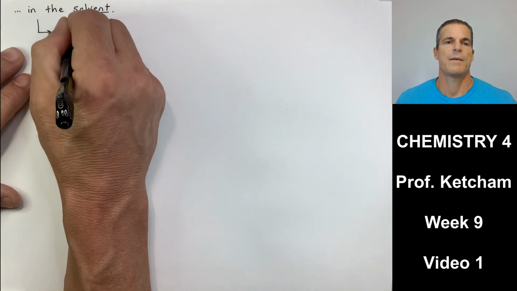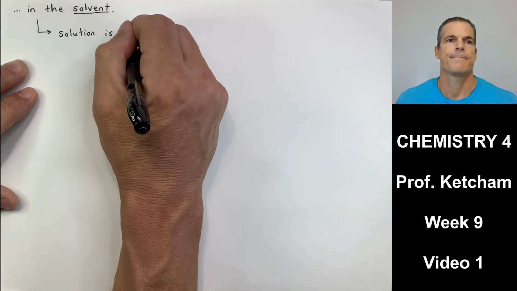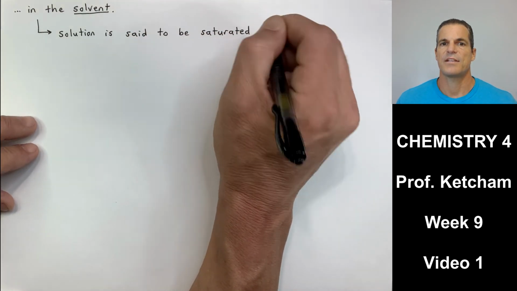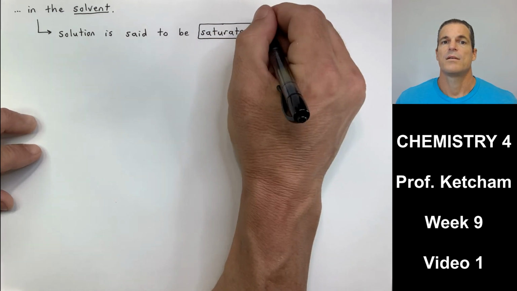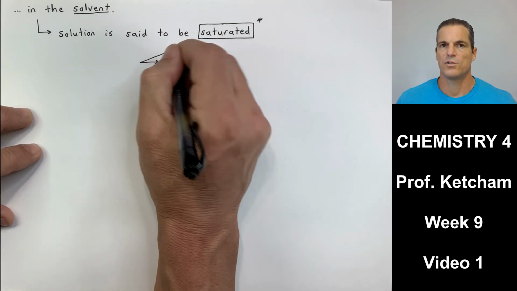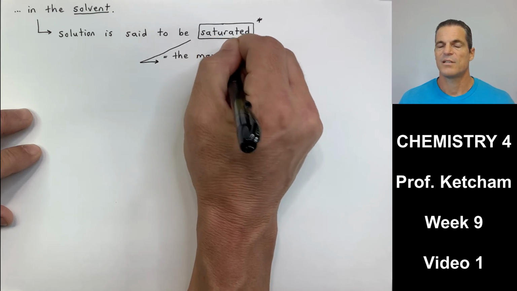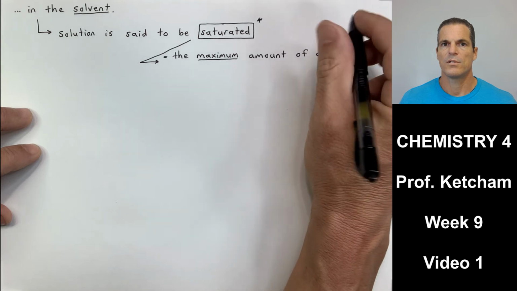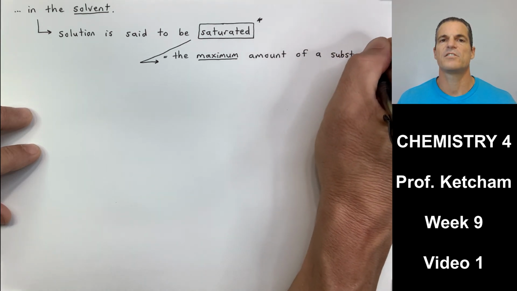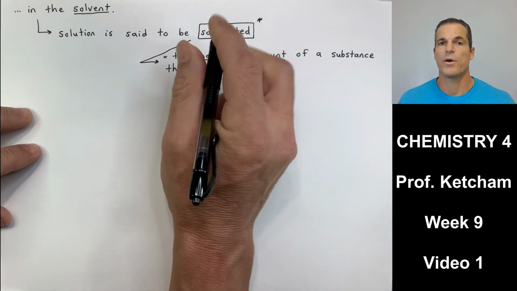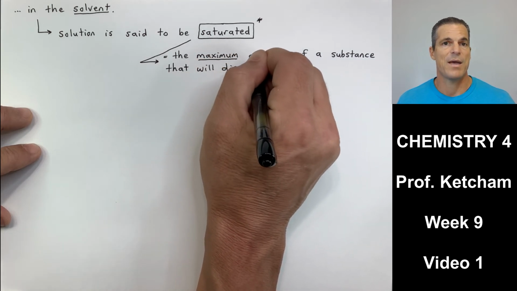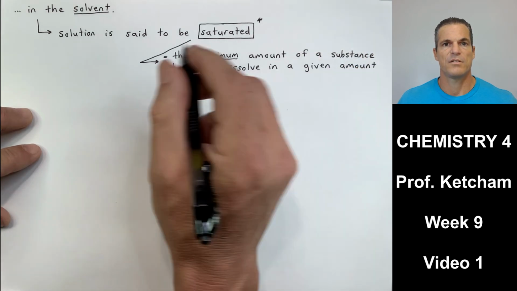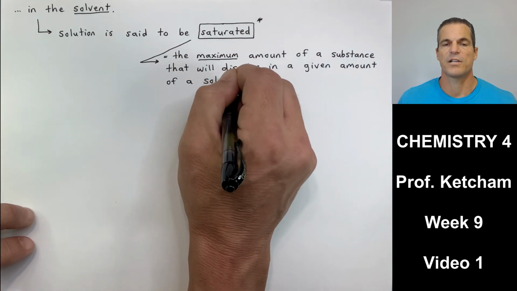All right, let's move to the top of our next page of notes. It says the solution is said to be saturated. Now, what does that mean? A saturated solution is a solution in which the solvent can no longer dissolve any more solute. We've already dissolved as much solute as we're going to be able to dissolve in that amount of solvent at that particular temperature and under these particular conditions.